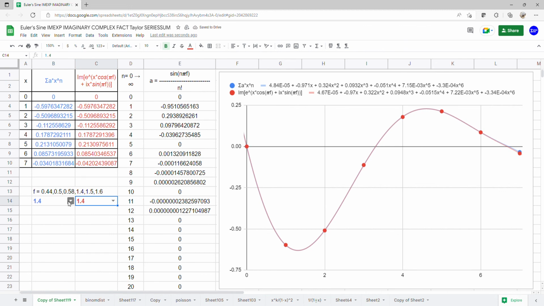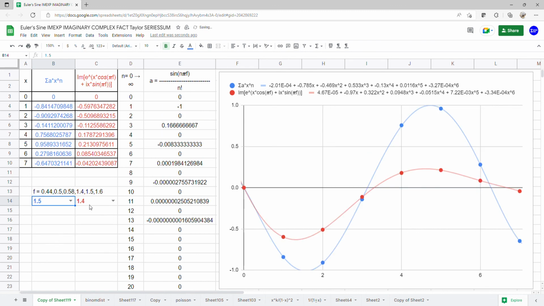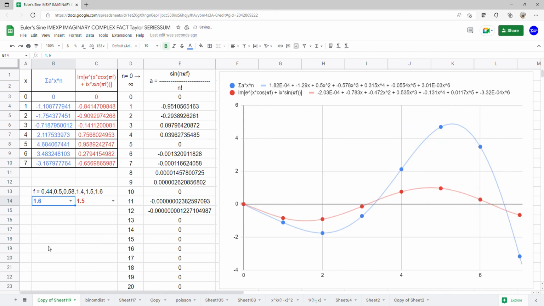We continue. We change this to 0.5. It's a steady state. We change this to 0.5. Change this to 1.6. Now it's expanding. Change this to 1.6. So this completes the use of the Taylor series sum function and the IMEXP function to generate the Euler's sine function.